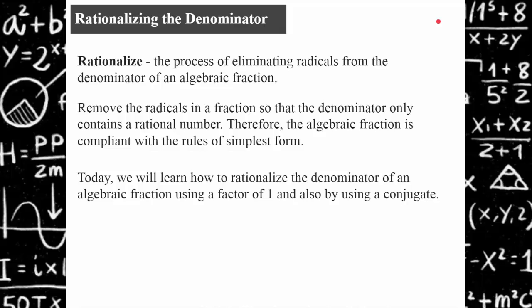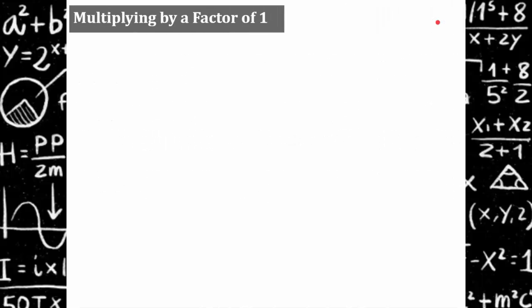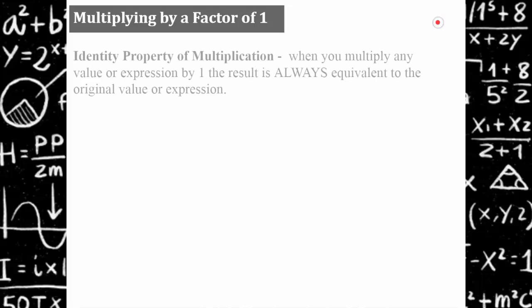Today we will learn how to rationalize the denominator of an algebraic fraction by using a factor of 1 and also by using a conjugate. First, let's learn how to multiply by a factor of 1. We have the identity property of multiplication that we are going to employ, which states that when you multiply any value or expression by 1, the result is always equivalent to the original value or expression. In simpler terms, you can multiply any value by 1 and it results in that value.